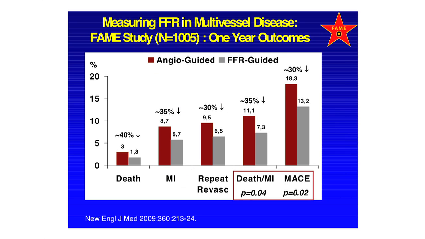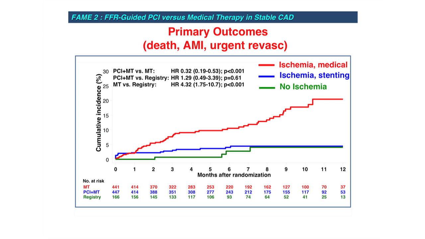And if you look at the FAME study, you found that all types of events, death, mortality, target vessel revascularization, were all decreased by 30 to 35% when using fractional flow reserve instead of only standard angiography. So indeed, measuring FFR is important. It really does reduce events. It improves outcome.